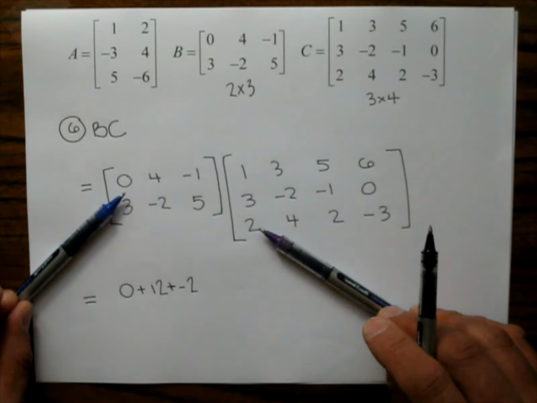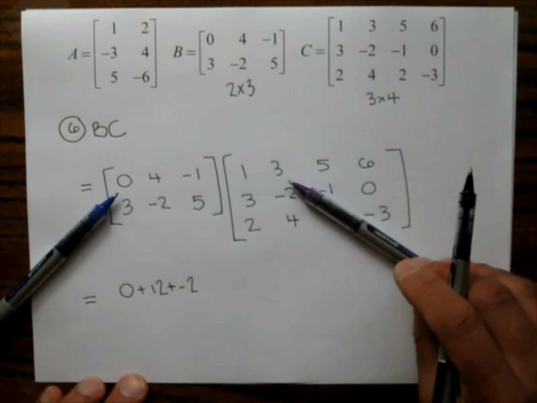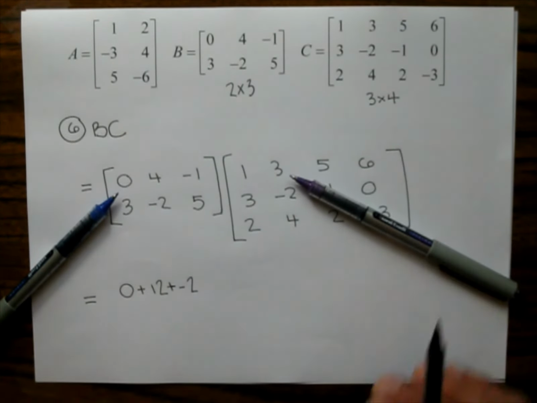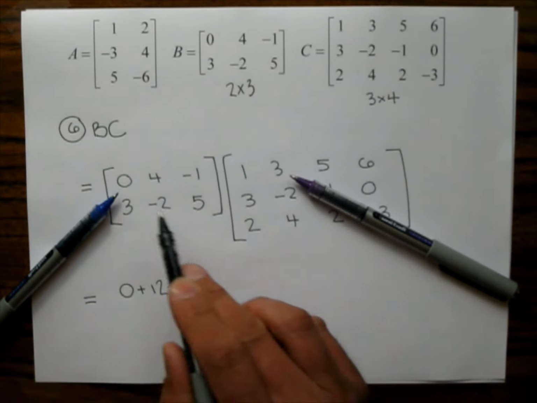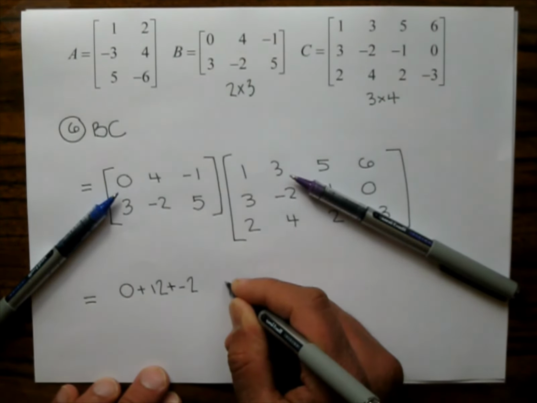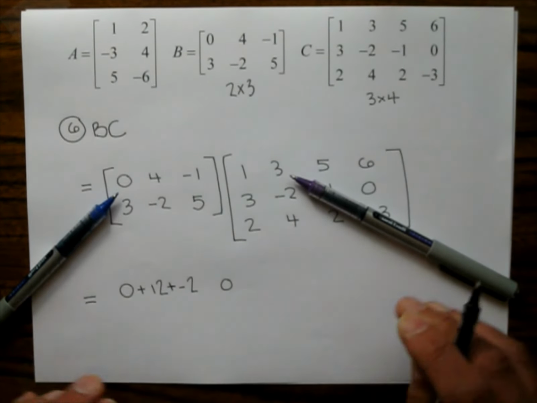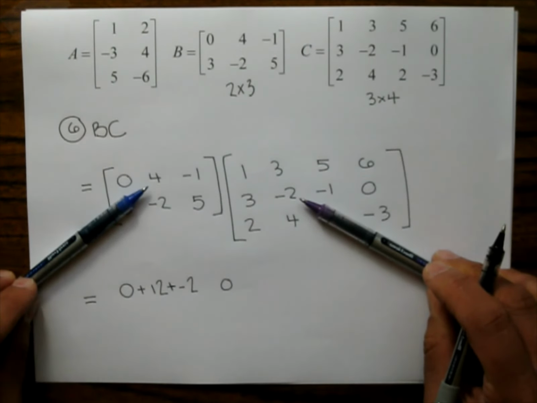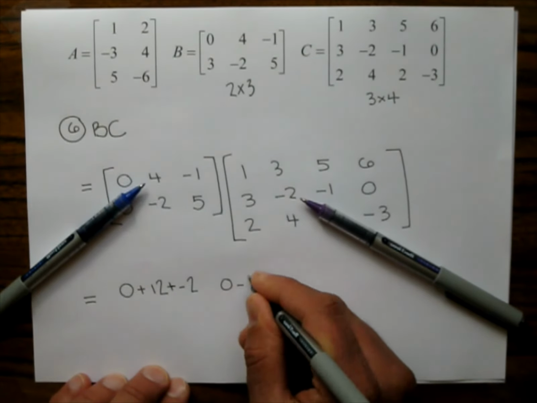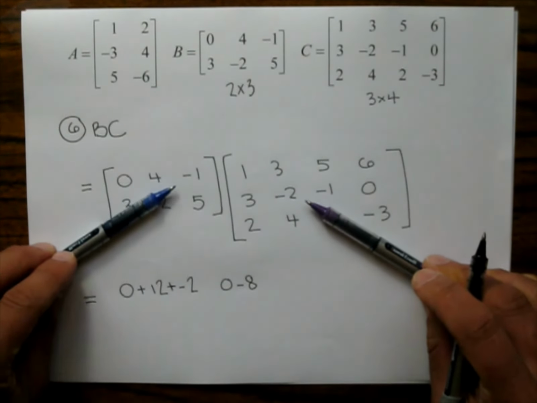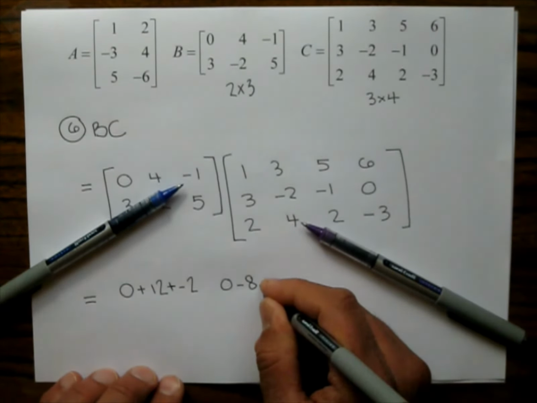Okay, the Roadrunner is going to go back over here. The Coyote is going to go to the second column, and you're going to multiply. 0 times 3 is 0. 4 times negative 2 is minus 8. And negative 1 times 4 is minus 4.